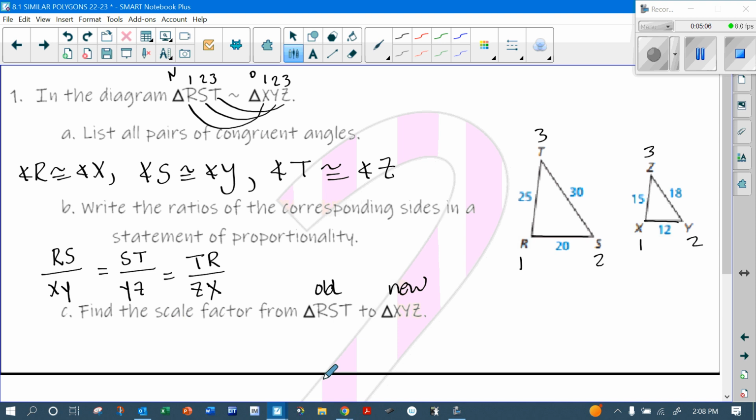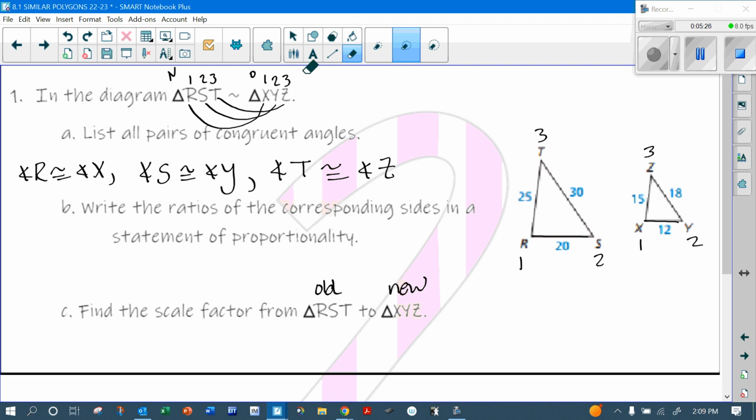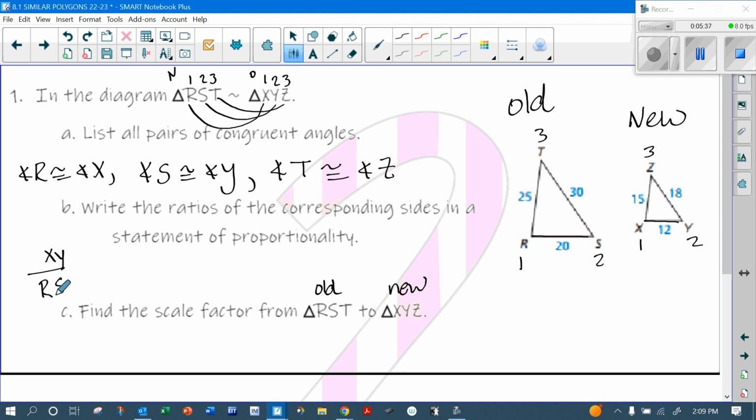Corresponding sides in a statement of proportionality. In this one, you've got to really be careful. These could have been reversed, honestly, because the bottom is your new. So just to keep up with that, I'm going to rewrite this because I don't like that it's backwards. This is our new, and this is our old. So the proportionality is going to be XY over RS. So XY over RS.